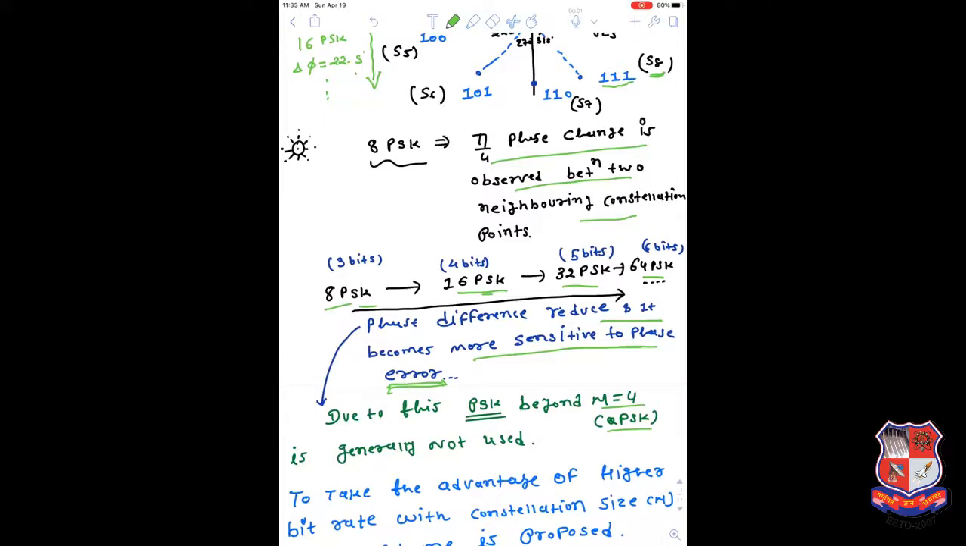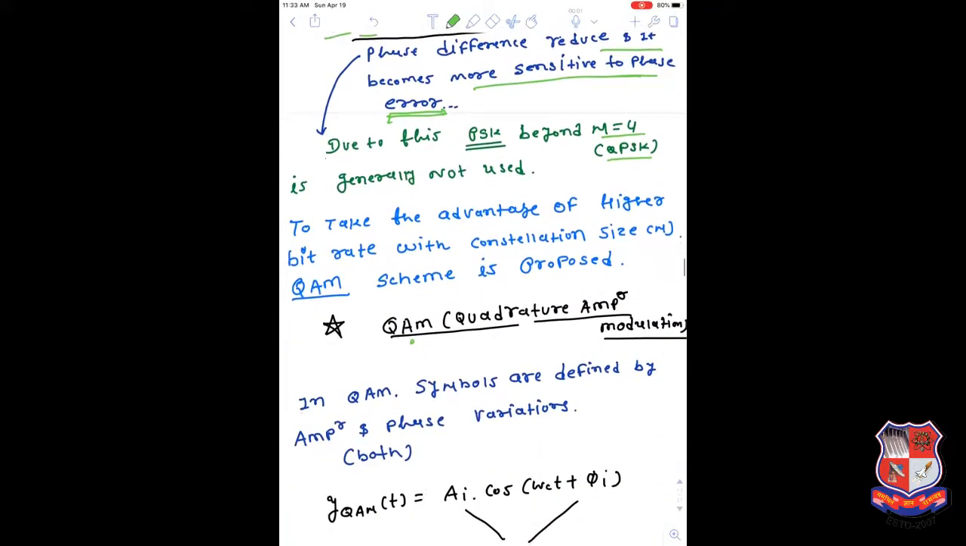So QPSK sets a limit of 2 bits in one symbol, but if you want to increase the spectral efficiency or the bit rate, then we need to transmit more bits in a symbol. So 2 is not sufficient in some cases. So a new scheme has been proposed. In the new scheme, we are not only changing the phase, but we are changing the amplitude and phase both as per the symbol, and this is known as quadrature amplitude modulation, and this is proposed to take advantage of a higher bit rate with the constellation size.